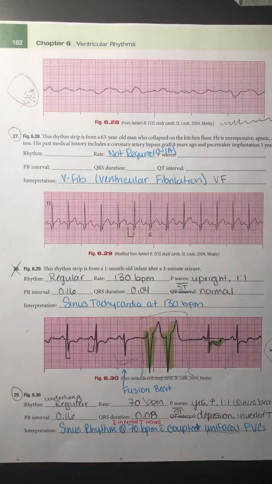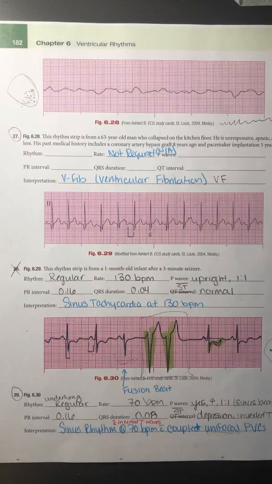Usually this is caused by some kind of sudden cardiac death. MI would probably be our number one cause for this. But we can't count rhythm, we can't count rates. There's no waves of any kind. So we just call that ventricular fibrillation, because those ventricles are fibrillating.